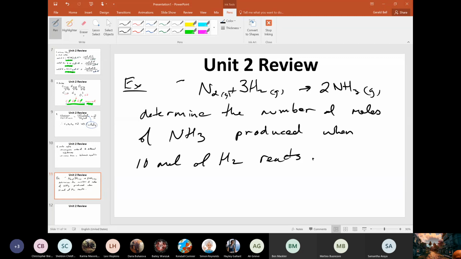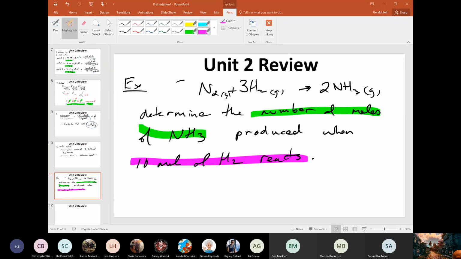So again, with this style of question, let's write down what we're trying to find, which is the number of moles of NH3, and given 10 moles of H2. So we have different substances now. So number of moles of NH3, 10 moles of H2, X in a line.